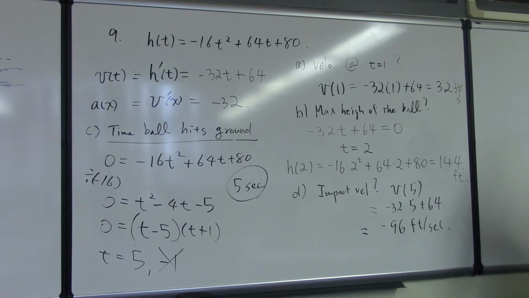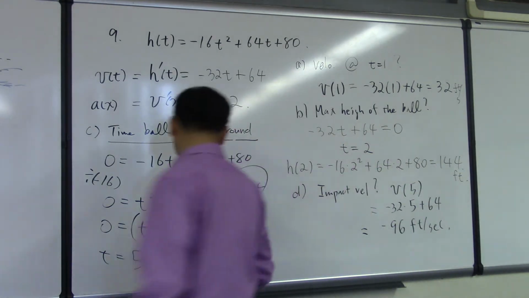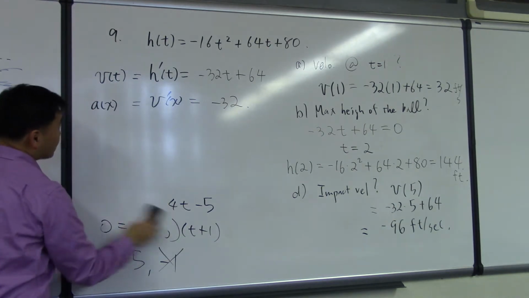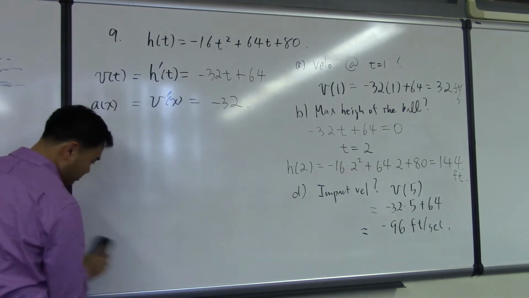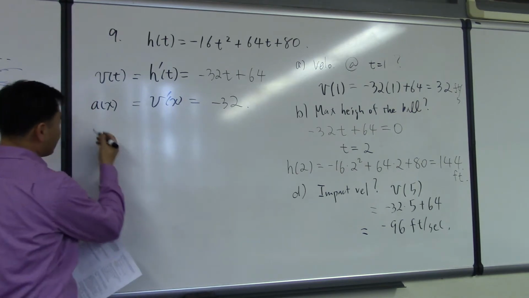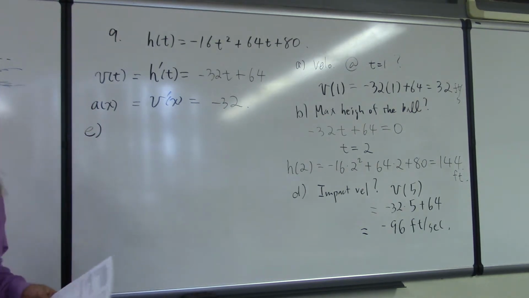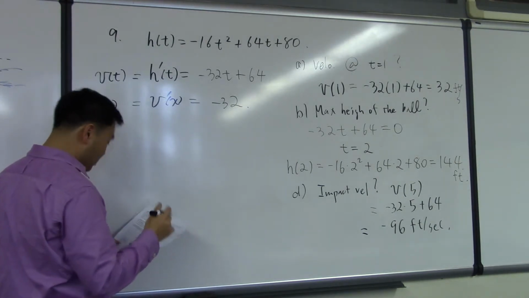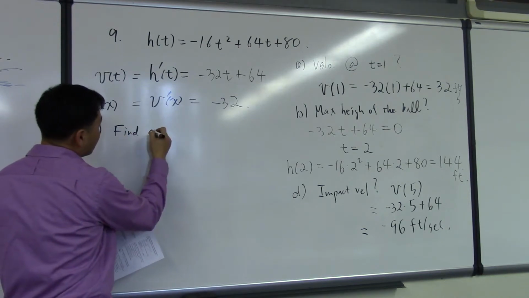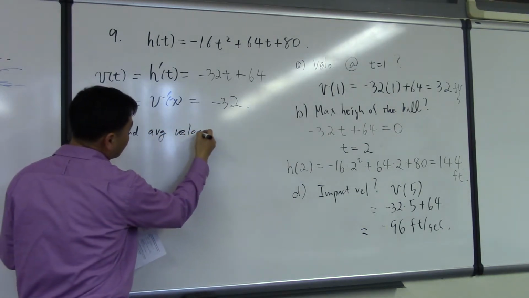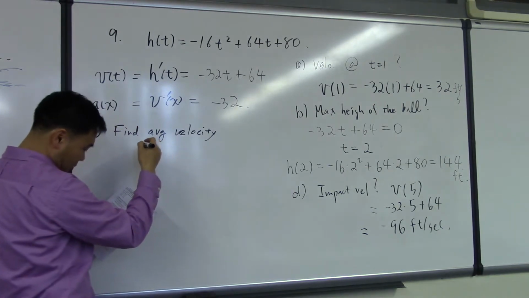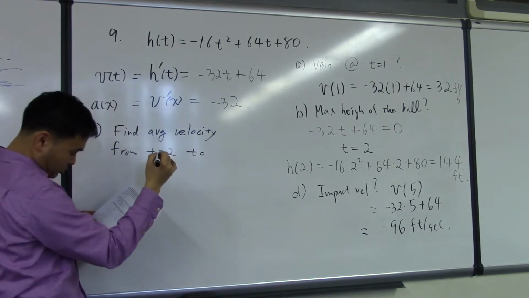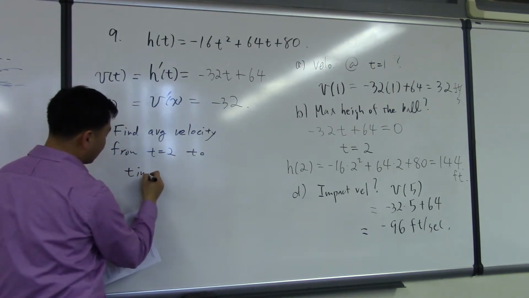Okay, and actually, I think of all the questions in this problem, question E is the one that students get wrong the most. So, find the average velocity from time t equals 2 to the time of impact.